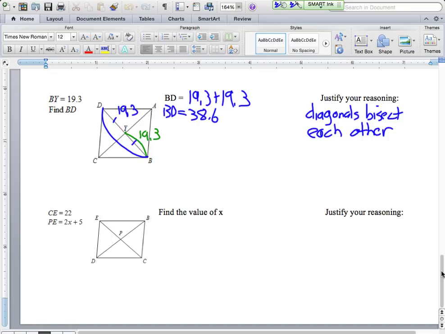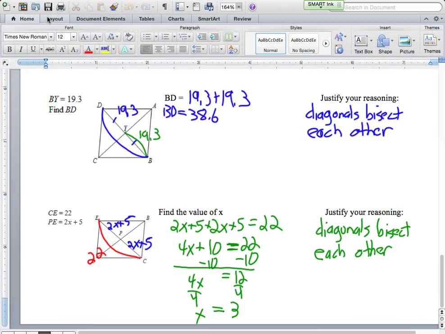I'm going to pause it, let you guys try the last one here, see if you can solve it without my help first. Okay, so right here, you're told that CE equals 22, which is the entire diagonal, and you're told that PE equals 2x plus 5. Well, PE is just part of the diagonal. But we know that in a parallelogram, the diagonals bisect each other. So if PE is 2x plus 5, then the other part of the diagonal, PC, also has to be 2x plus 5 because it's been bisected. They're the same amount, each piece.